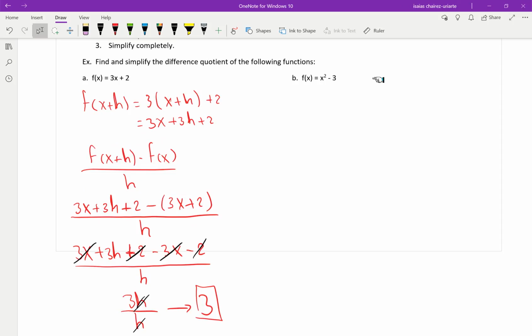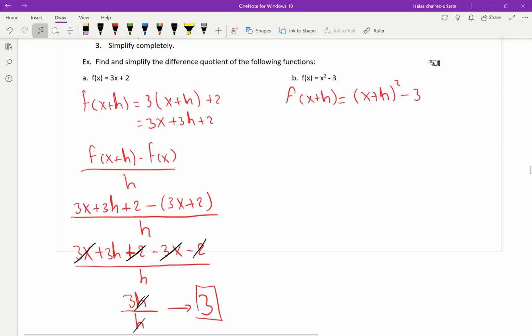Okay, so hopefully you have the simplified form of this difference quotient. Let's just compare answers. We should get the same thing, right? Let me begin by forming f of x plus h. Well, okay, so it's going to be x plus h squared minus 3. So all I had to do was replace my x with x plus h.